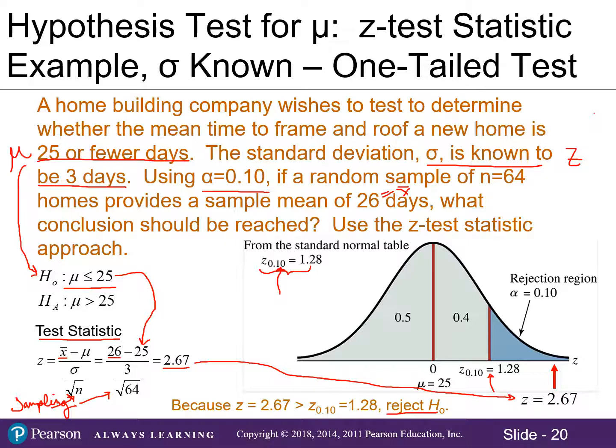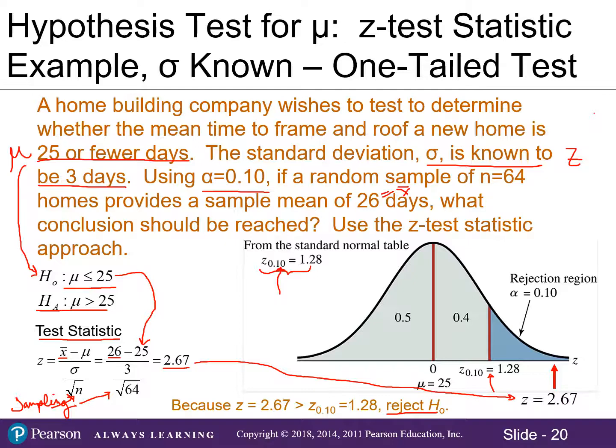So I would look at this and decide to reject my H0. Isn't that fun? So my z was too big, so I'm going to reject the H0. It appears that I have evidence that the alternative is what should be supported. So what I should say next is, yes, it does look like it's going to take longer than 25 days on average to roof homes, because that supports my alternative hypothesis.